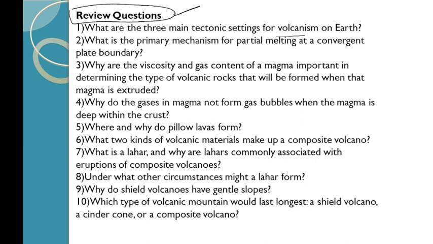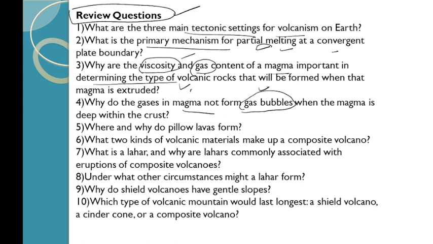How is the volcanic tectonic setting, the primary mechanism of magma, partial melting, convergent boundary, how is the magma viscosity, why is it highly viscous magma, which gas content in magma is important to determine the type of volcanic rocks, which type of rocks, how is it formed, how does magma extrude, and why does magma not form gas bubbles when magma is deep within the crust.